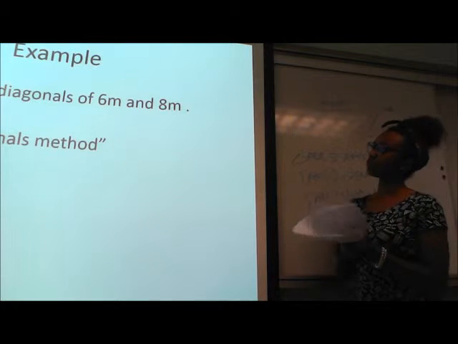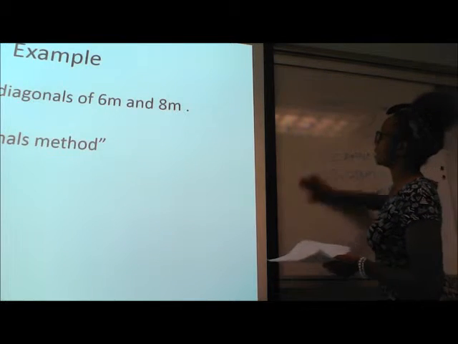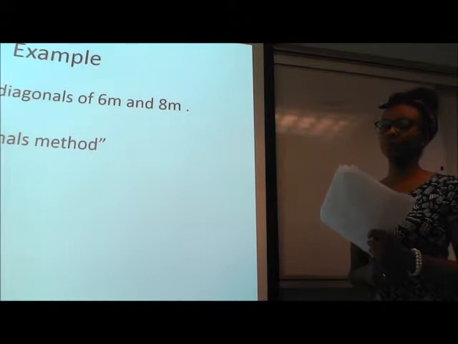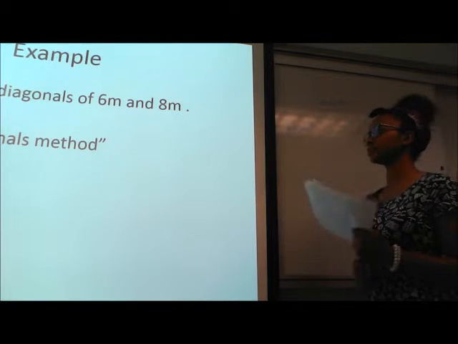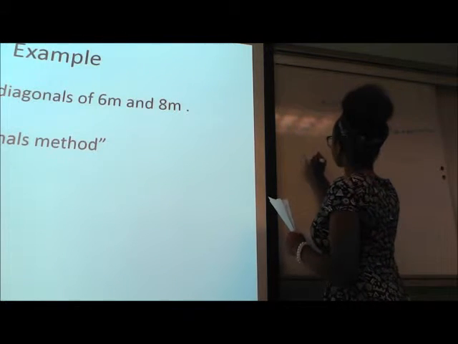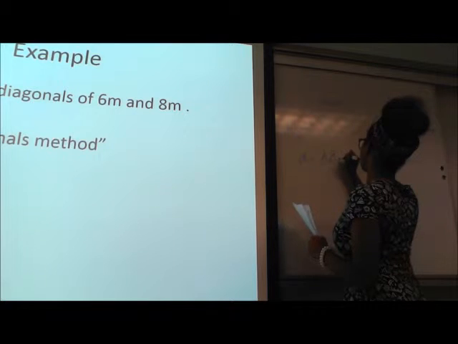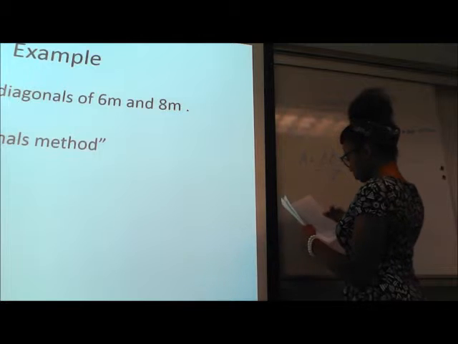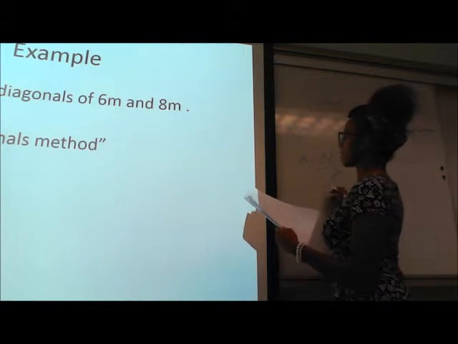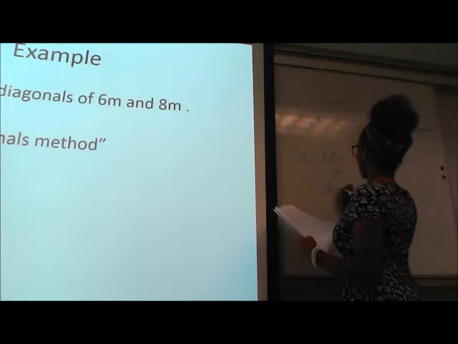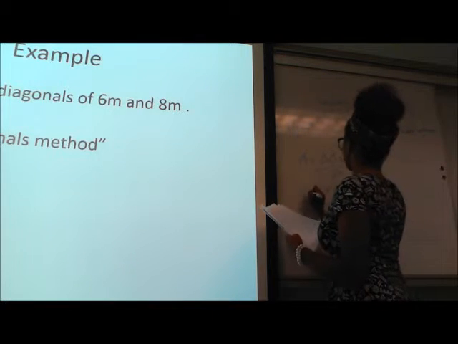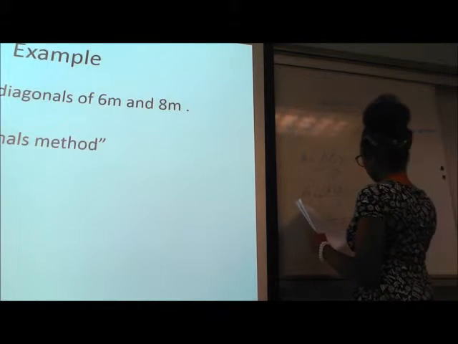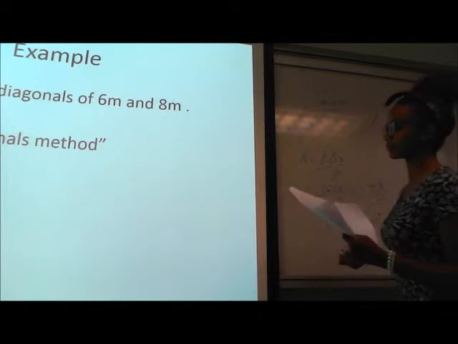All right, now for our example, a rhombus has diagonals of 6 meters and 8 meters. What is the area? So here we're going to use the diagonals method, which is A equals diagonal 1 times diagonal 2 divided by 2. Using the diagonals method, you're just going to plug in your 6 times 8 over 2, which will equal 48 divided by 2, which gives you 24 meters squared.